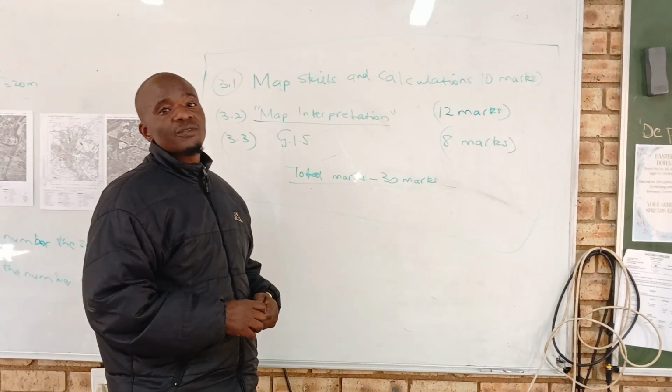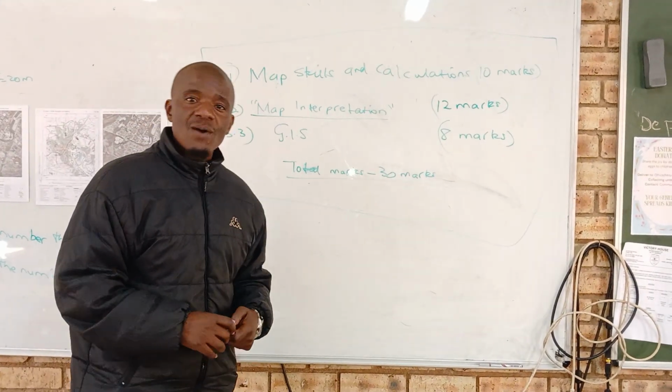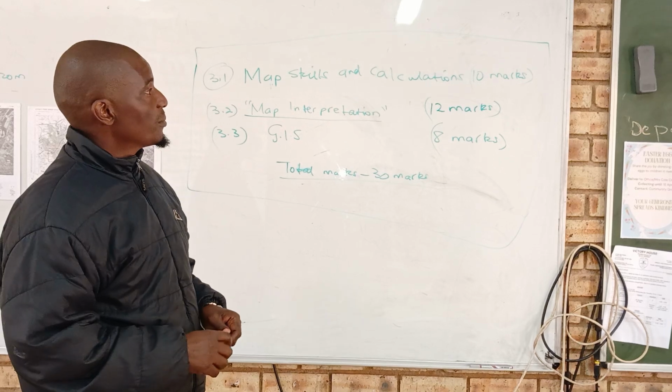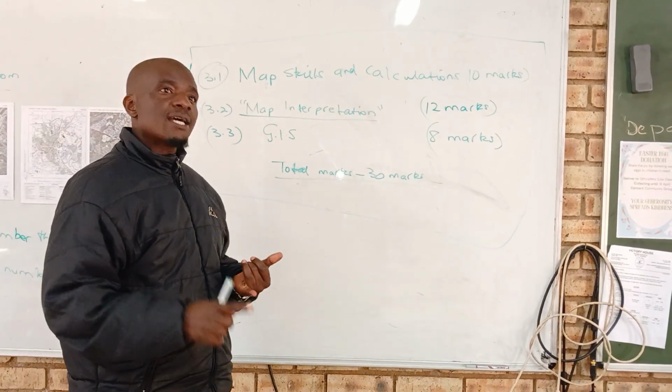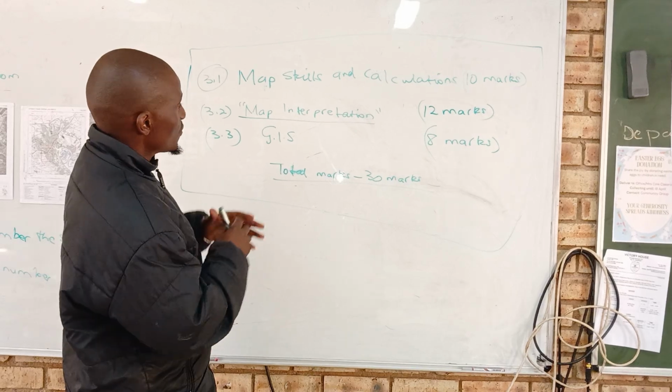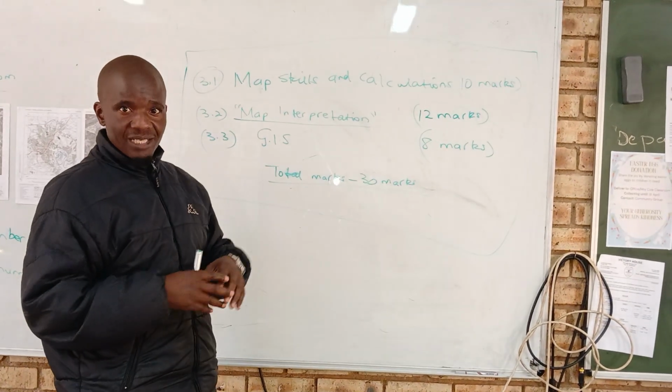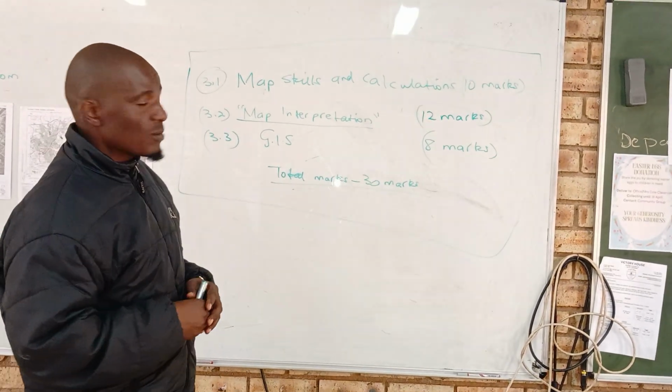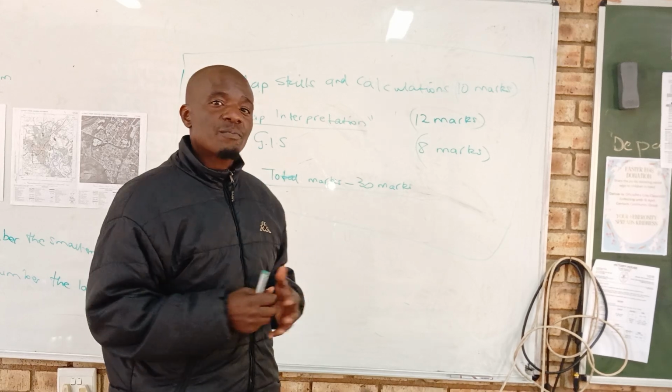I think tomorrow we are writing our geography paper 1, which is going to be made up of your climate and weather, geology, and map. So my lesson is going to focus more on map interpretation, but I just want to outline some of the sections that make up paper 1.